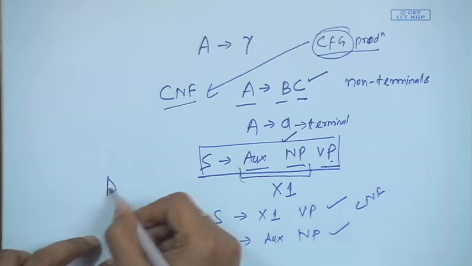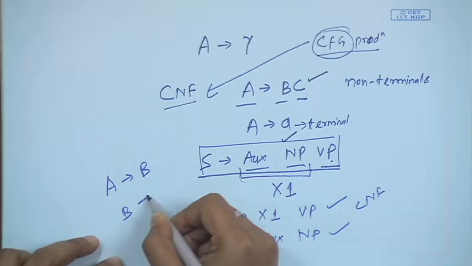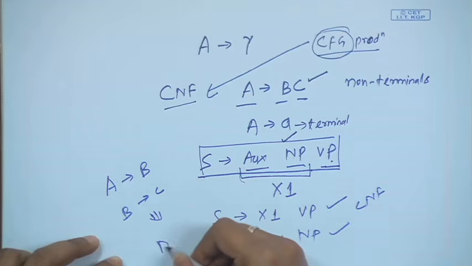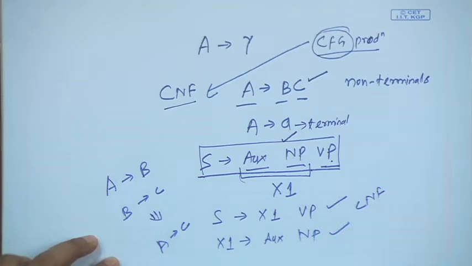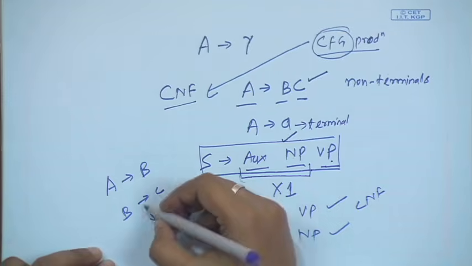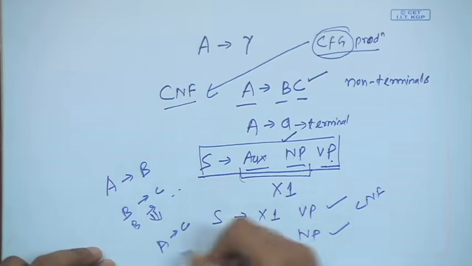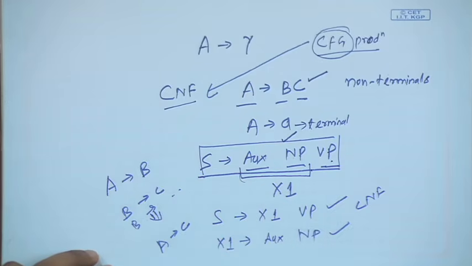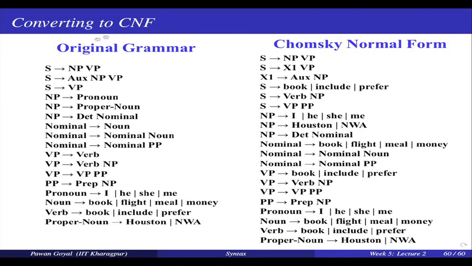And if you have a rule like this, A goes to B and B goes to C, you take this to A goes to small c. This is a terminal. Okay, and also if B has something else, you would take care of everything in this. Yes, that's what we saw in this particular example. So now, if I convert this original grammar to Chomsky normal form, this is how it will look. Okay, so you see that here S goes to VP now has multiple rules. S goes to verb NP, S goes to VP NP, and S goes to book, include, prefer, and so on for the other cases.